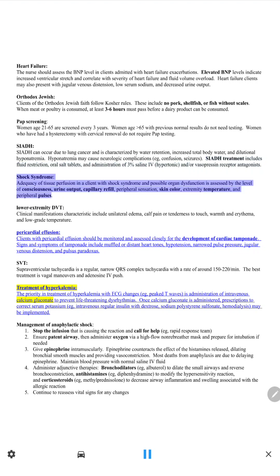Shock syndrome. Adequacy of tissue perfusion in a client with shock syndrome and possible organ dysfunction is assessed by the level of consciousness, urine output, capillary refill, peripheral sensation, skin color, extremity temperature, and peripheral pulses.